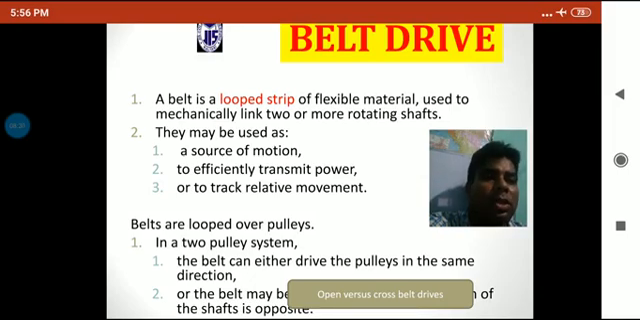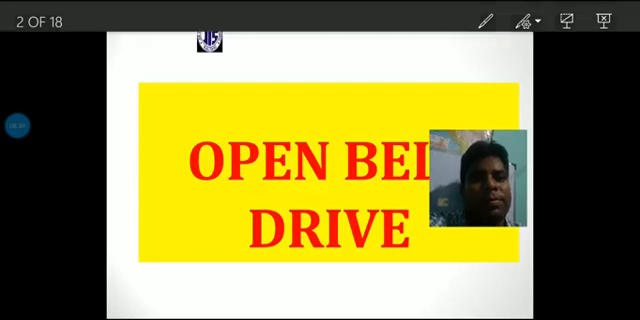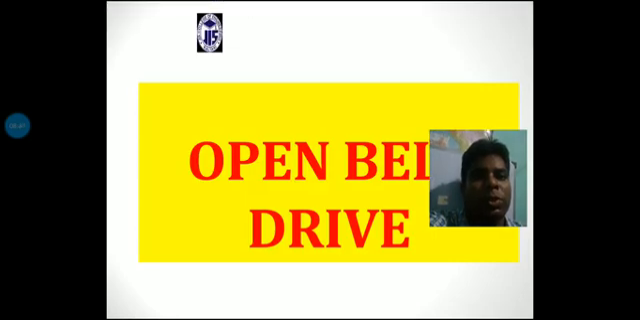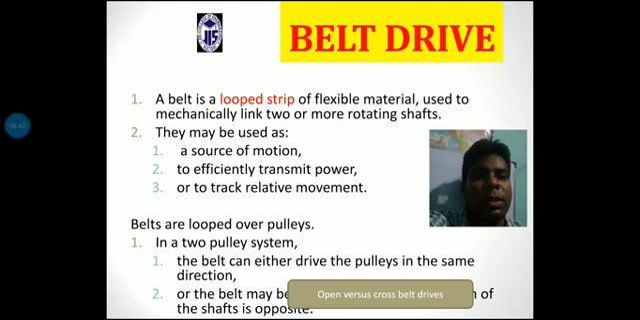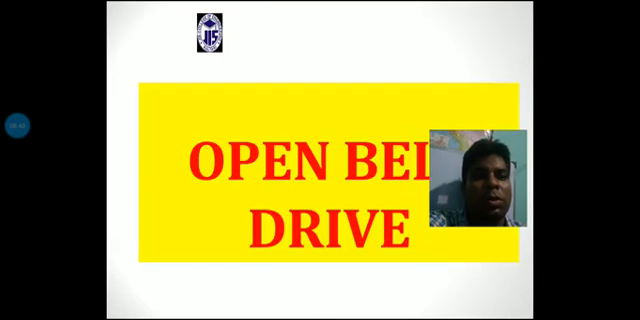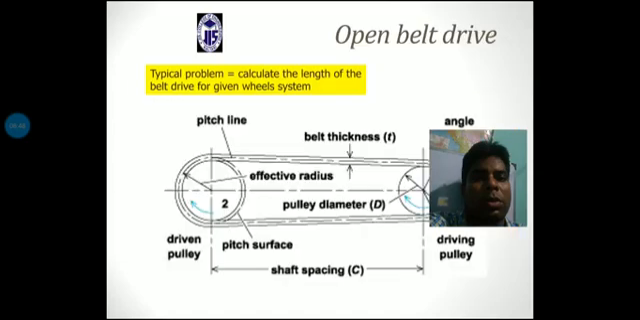Now next, types of belt drive. There are mainly four types of belt drive. Number A, flat belt. Number B, V belt. Number C, ribbed belt, and number D, tooth belt.